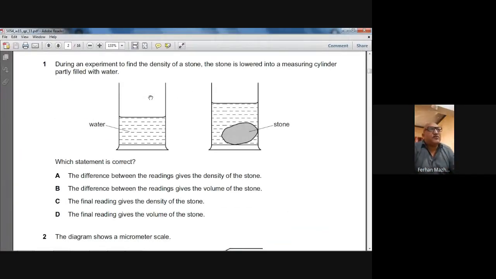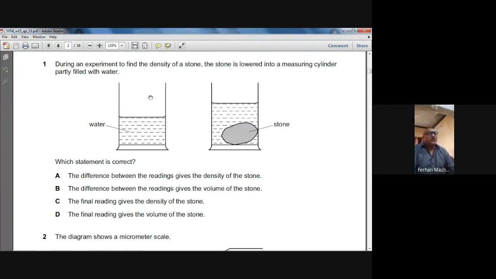During an experiment to find the density of a stone, the stone is lowered into a measuring cylinder partly filled with water. Which statement is correct? So it's a measuring cylinder. You have water in the measuring cylinder and then you lower a stone into it. The level of the water will rise, the volume of the water will increase. If the first volume is V1 and the second volume, when the stone is inside the measuring cylinder, is V2, then subtracting V1 from V2, V2 minus V1, gives you the volume of the stone.